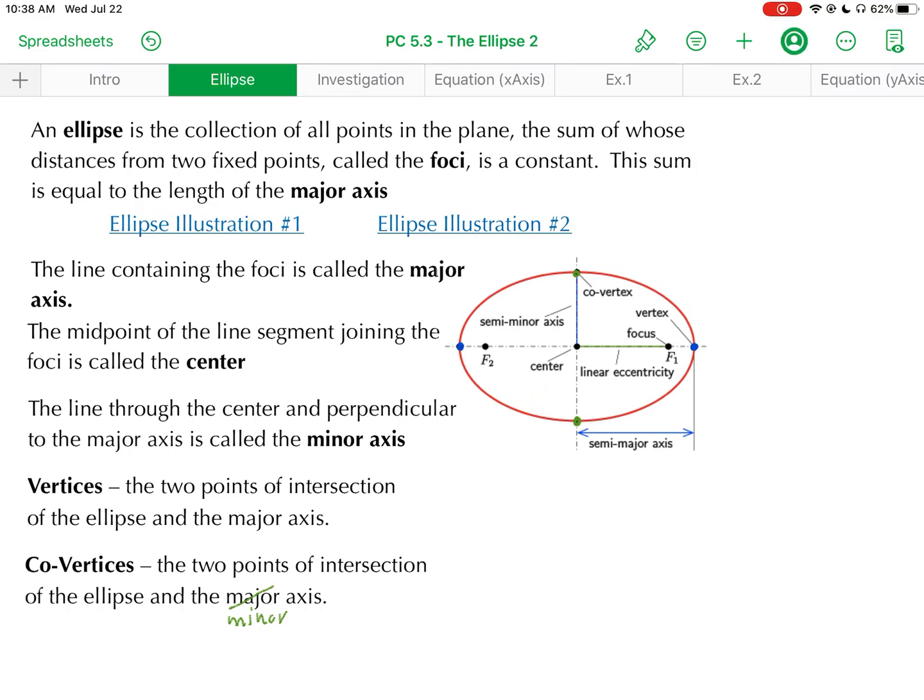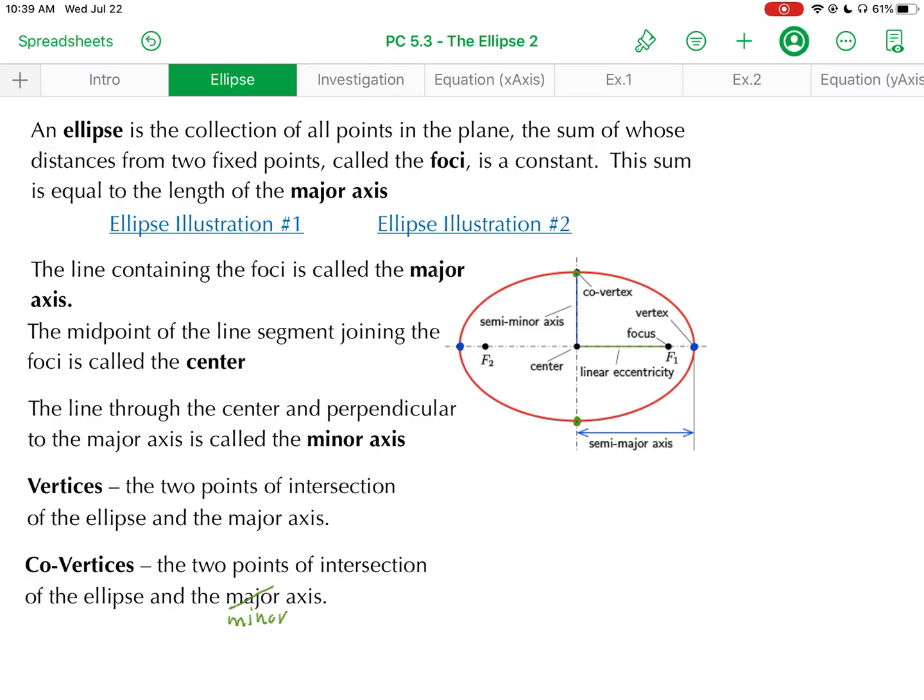It's known to be the collection of all points in the plane, the sum of whose distances from two fixed points, called the foci, is a constant. Now, foci is just the plural of the word focus. So this definition is showing us that an ellipse has two focus points. If you were to pick any random point on the ellipse and measure the distance from that point to your two focus points, and then add those two distances up, you will always get the same value.